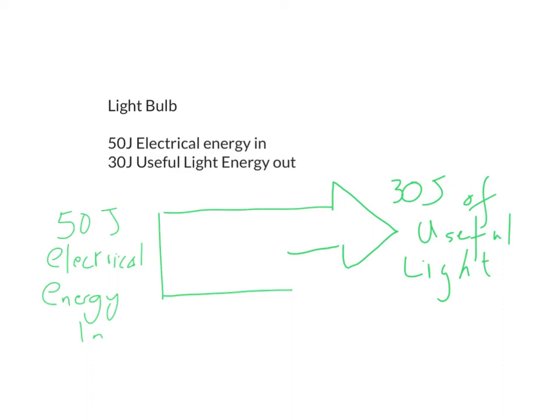Now, because of the law of conservation of energy, we know that the energy in must equal the energy out. So we're missing 20 joules of energy here to make up the 50 joules of energy that we're putting in. So what that means is that we have to make up an extra 20 joules of energy. Now, because it's a light bulb, we can guess that the extra energy that's being wasted is going to be wasted as heat. Anybody knows this who's ever burnt their finger by touching a light bulb? They get very, very hot.